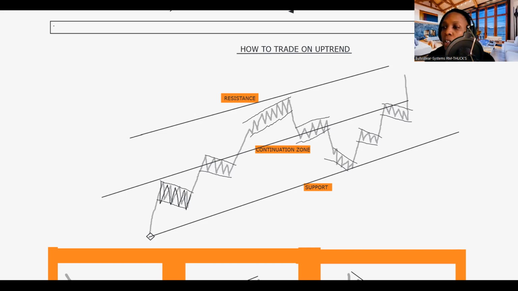So now I'm going to teach you how to trade or how to catch these points. So now we want to trade here, when we want to know when this correction is going to give us impulse.